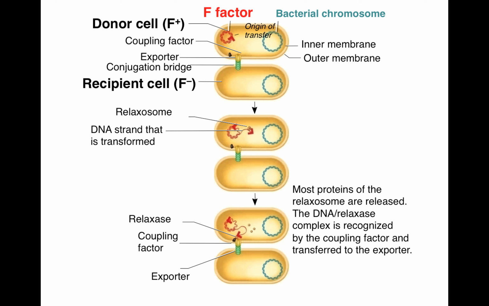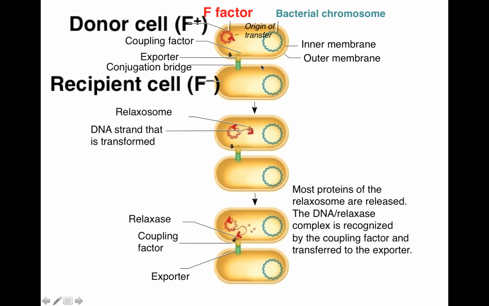So we have a donor cell that contains an F factor, and we have a recipient cell that does not. The F factor starts to make some of the proteins that are necessary for this conjugation bridge. And once this bridge has formed, then the transfer process can begin. There are a bunch of different proteins involved, something called a relaxosome, and a DNA strand that gets transformed into a piece of DNA that's competent to be transferred from one cell to another.